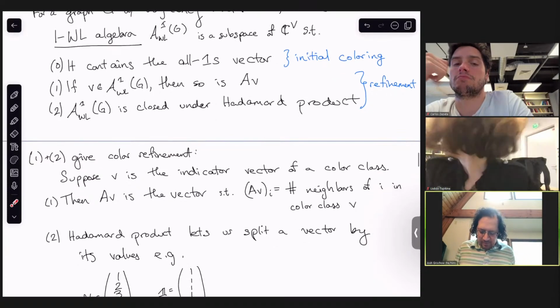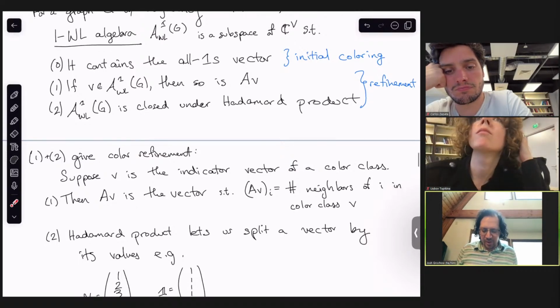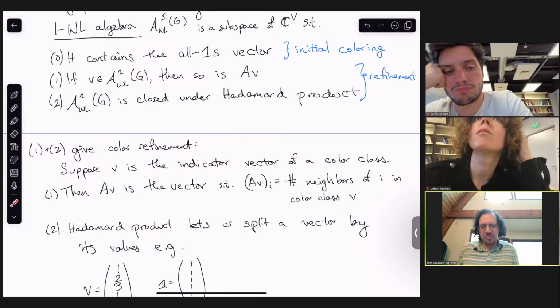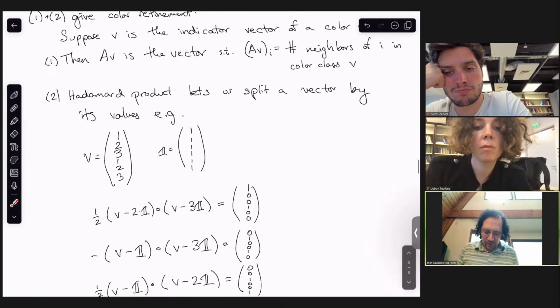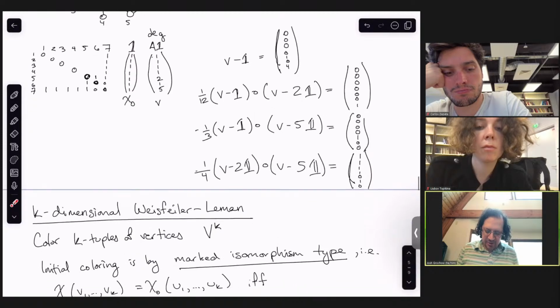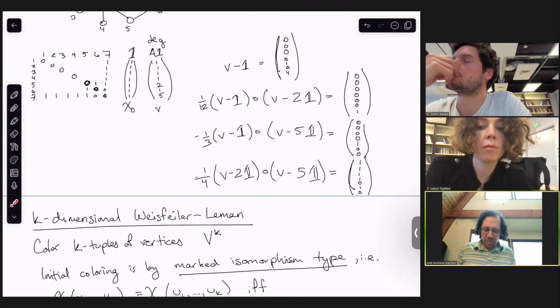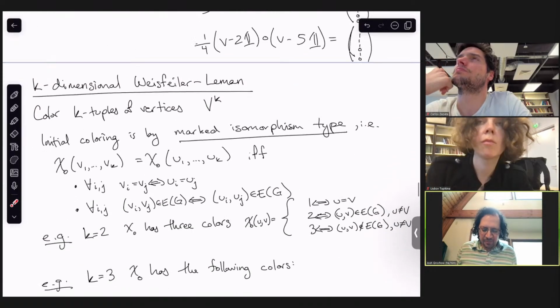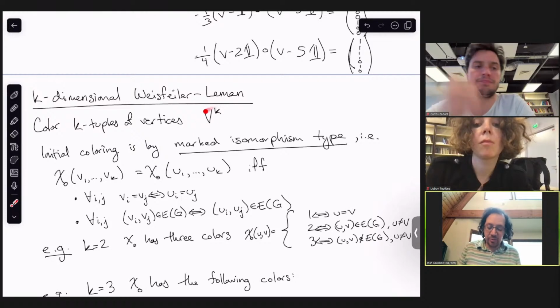Okay. Let me see. How am I doing on time? Oh, okay. All right. Maybe I will skip this. We basically did this by example already. That multiplication by the adjacency matrix and closure under Hadamard product and scaling essentially lets you do this refinement process. Okay. So now what I want to do is generalize this to the k-dimensional Weisfeiler-Leman algorithm, and this is where we'll see the Bhattacharya-Mesner product show up. Okay, so for k-dimensional Weisfeiler-Leman, instead of coloring vertices, we're going to color k-tuples of vertices now.